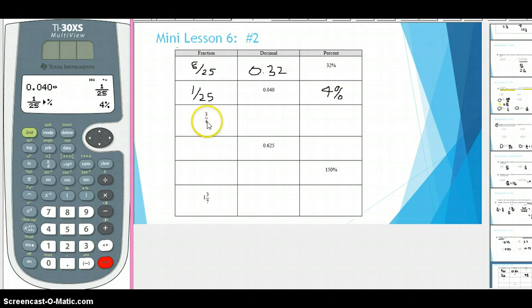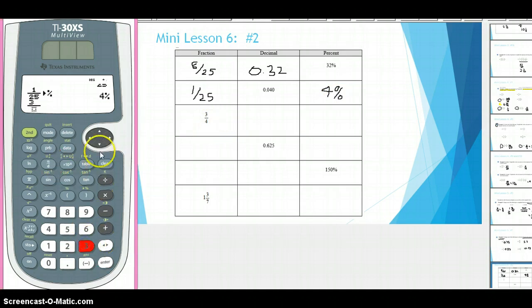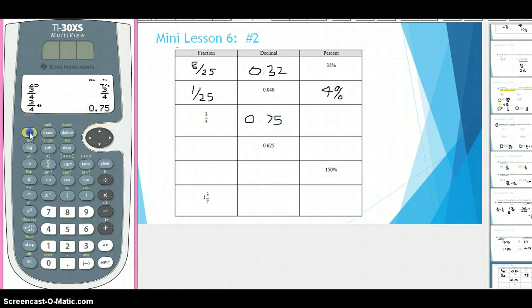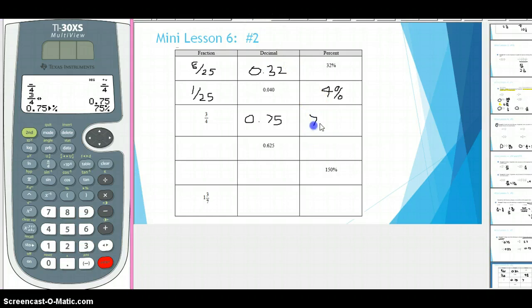Now we have a fraction that we're given. So 3/4. And I'm going to hit enter. Oh, it gave me the same back. I want the decimal, so I hit the magic button, and we have 0.75. Now I'm going to have it change the decimal to a percent by hitting second, change to percent, and it is 75%. I'm going to skip this one.